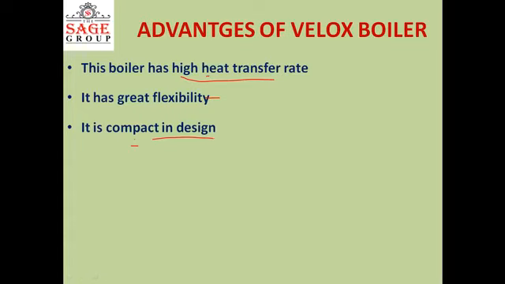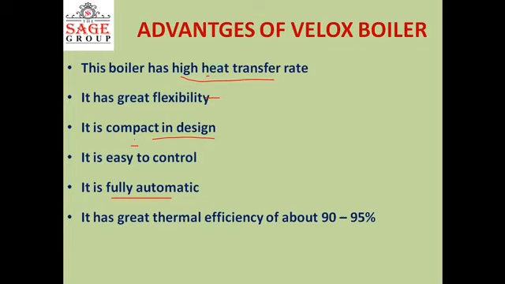Fourth, it is easy to control, because we are just controlling the production of the gas, so we are controlling the fuel as well as the air. By controlling these two quantities we can easily control this boiler. It is fully automatic, so when we control these two quantities, it can run automatically as per the requirement. And it has a great thermal efficiency of 90 to 95%. This is the main advantage of this boiler, that it gives an efficiency of 90 to 95%.